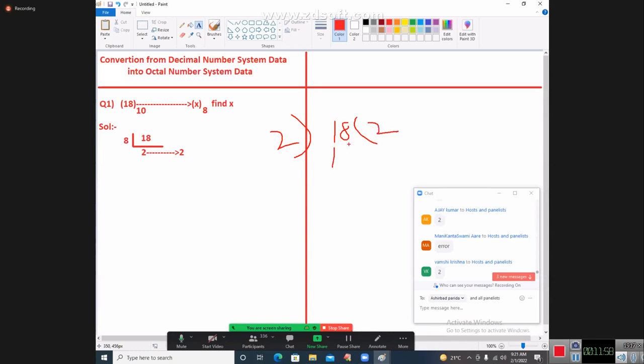8 2s are 16. 16, that is nothing but 2 is the remainder. This remainder I am explaining here.